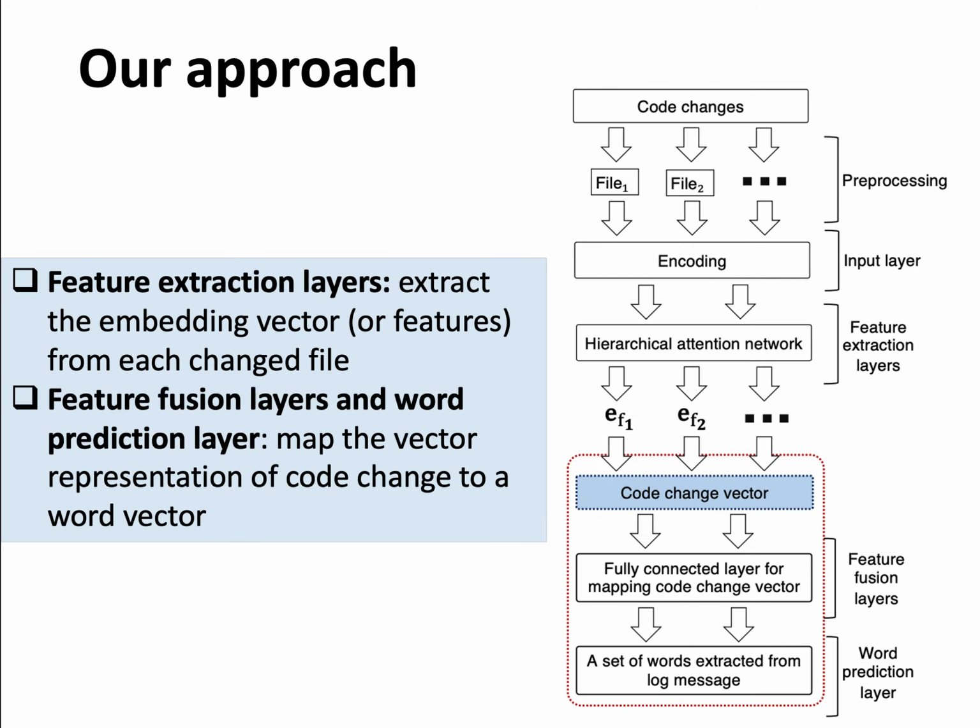Here's the overall framework of CC2Vec. The feature extraction layers are used to construct the embedding vectors for each affected file from a given code change. The embedding vectors are then concatenated to build a vector representation for the code change in the commit. The code change vector is connected to a fully connected layer and is learned by minimizing an objective function of the word prediction layer. The key component in our framework is the hierarchical attention network used to extract the features from each file in the code change.